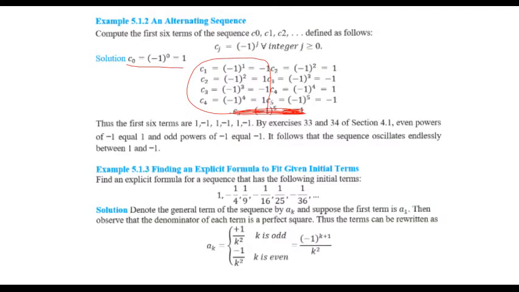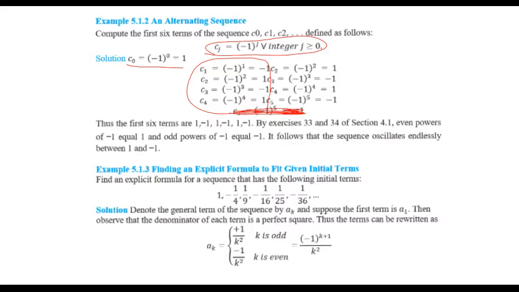As another example of sequences, consider this very interesting sequence, which is an alternating sequence. Here is the general formula. It's c sub j equal to (-1) to the power j for every integer j greater than or equal to 0. So the first term of this sequence is obviously c0, because j is greater than or equal to 0. So c0 is the first one.